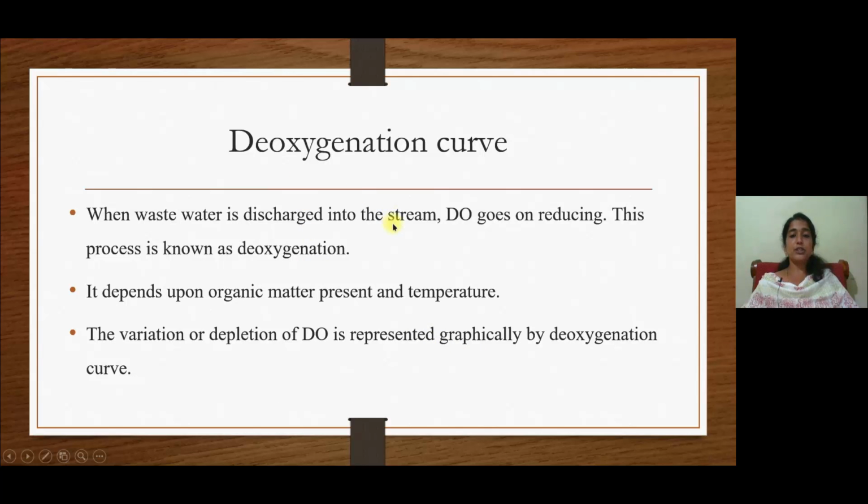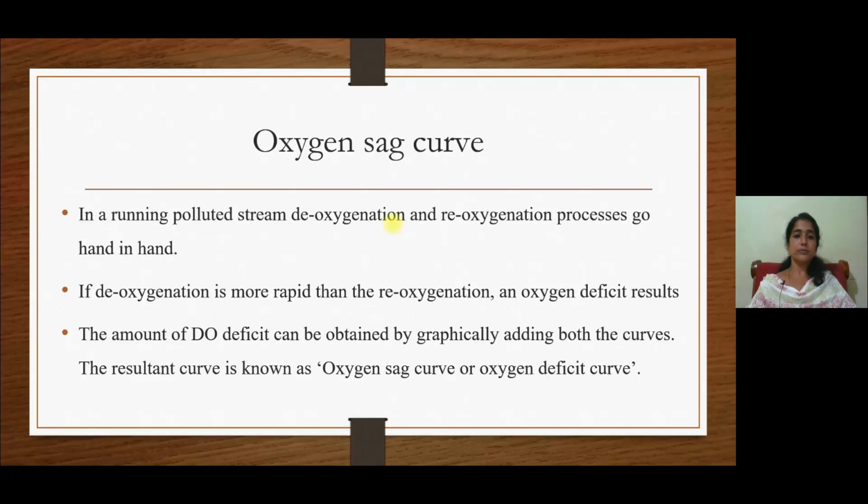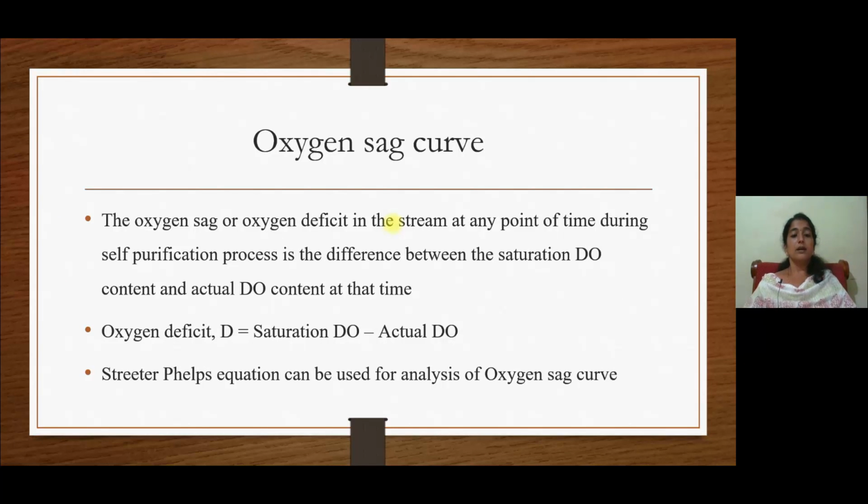Then the explanation of the deoxygenation curve I already explained. Then the reoxygenation curve. Then the oxygen sag curve, or oxygen deficit curve. The oxygen deficit, as I already explained in the previous slide, is D is equal to saturation DO minus the actual DO. And the Streeter-Phelps equation can be used for the analysis of the oxygen sag curve.